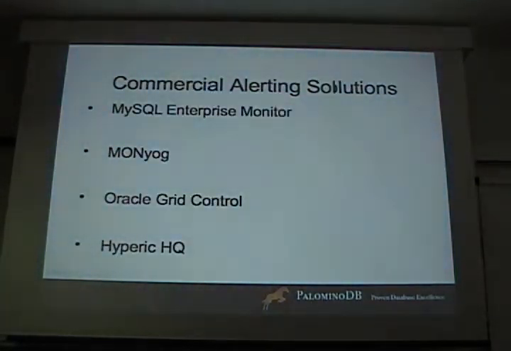There are also commercial alerting solutions. I decided to put these in here because some people are using them: MySQL Enterprise Monitor, Monyog, Oracle Grid Control, and Hyperic HQ. MySQL Enterprise Monitor is an all-in-one solution for MySQL. It's commercial, but it has everything. It has monitoring, paging, and graphing. And it's very little work to set up because everything is put in there, and it knows a lot about MySQL, so it's very specialized.